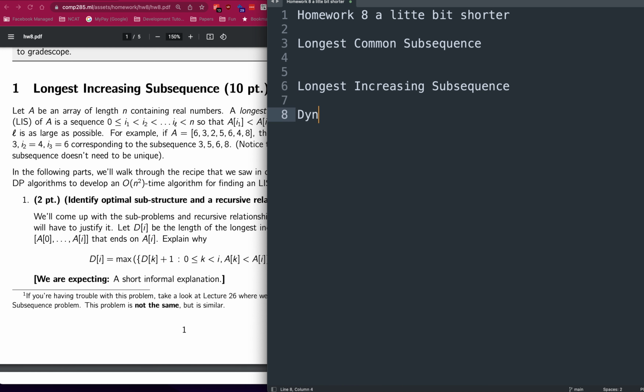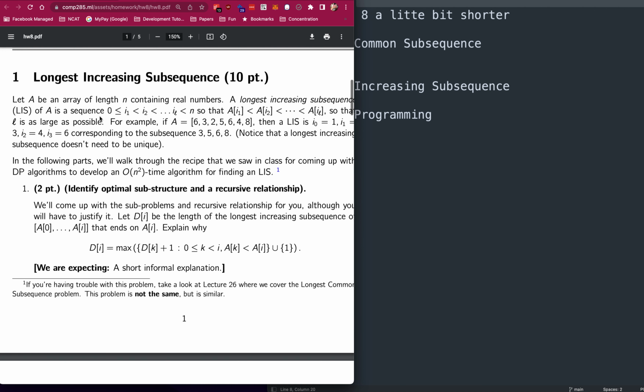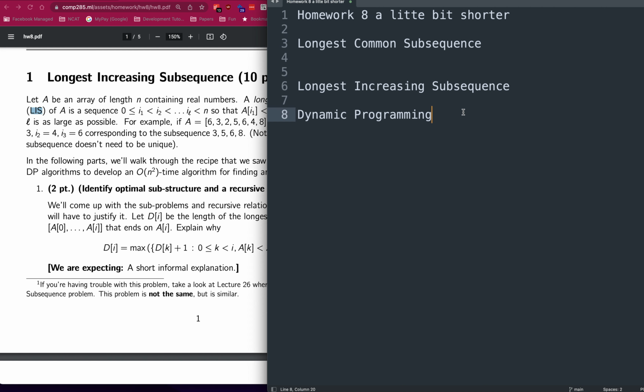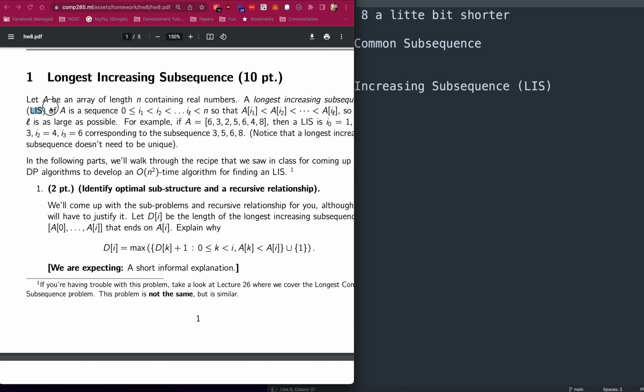Obviously, this is a dynamic programming problem. A lot of the problems in this homework are going to be dynamic programming. But let's jump right in and read the description. A is an array of length n containing real numbers, so it could be integers, floats, whatever. The longest increasing subsequence, which we're going to call LIS so I don't have to write it every time.